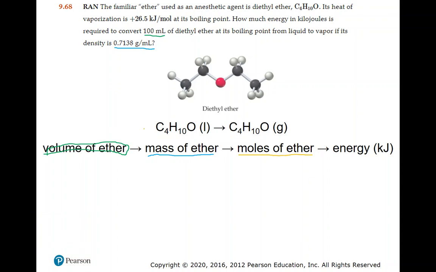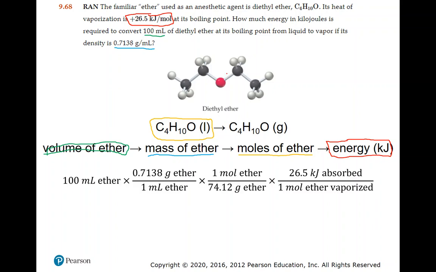That's going to depend on the molar mass, and we can figure out what that is because we know what the formula is for our compound. It's going to be the atomic mass of carbon times 4, plus 10 times the atomic mass for hydrogen, plus 1 times the atomic mass for oxygen. And then finally, we're going to use our provided enthalpy change, which is right here for this vaporization, to convert that into energy in kilojoules.